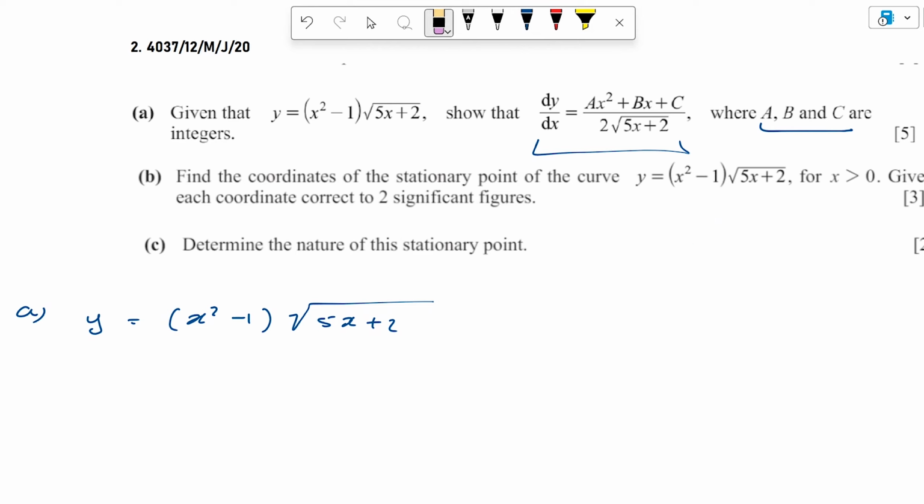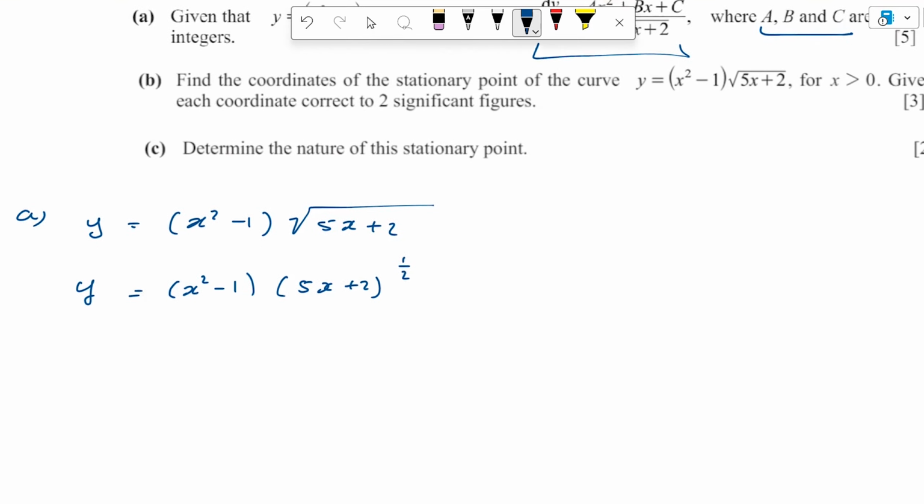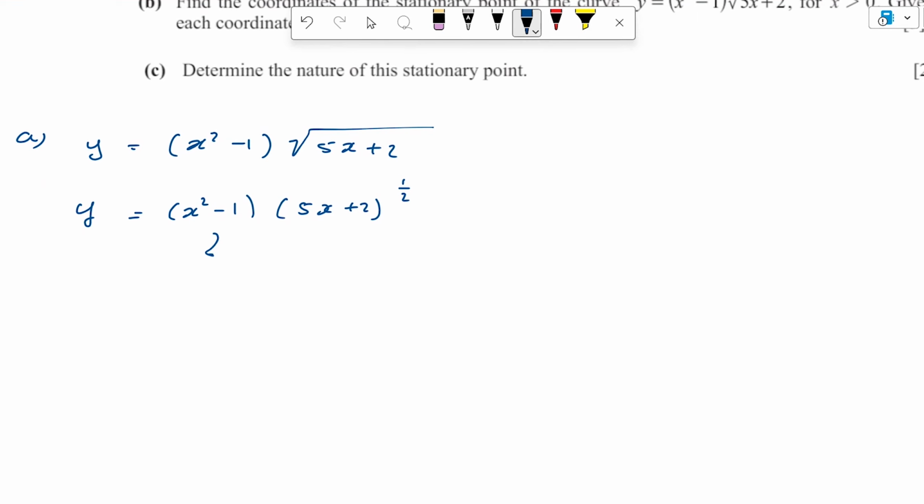So this is going to be a very important piece of information for solving this question. Y is equal to x squared minus 1, 5x plus 2, raised to the half. We now need to identify our v and u. This right here is going to be our v, and this is going to be our u, although it doesn't really matter which one you make your v and u when dealing with the product rule.